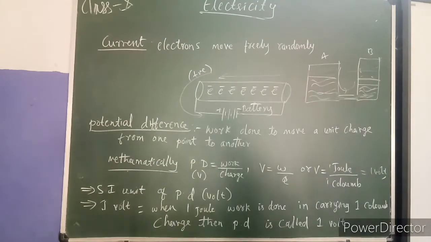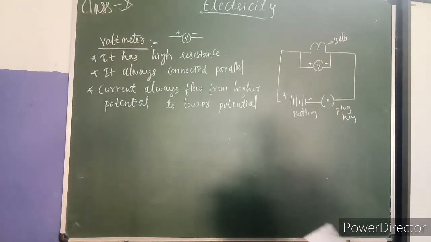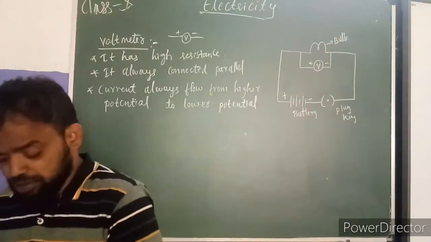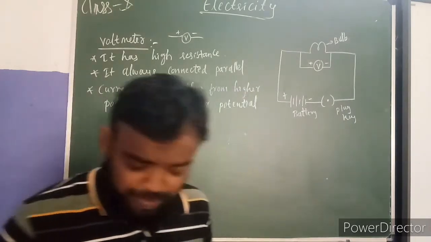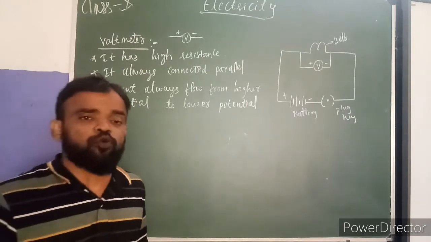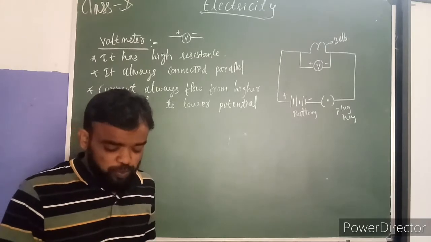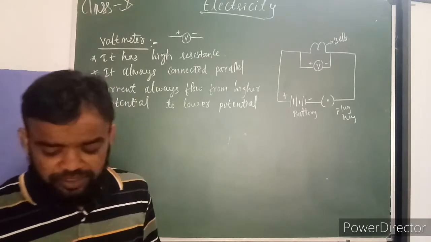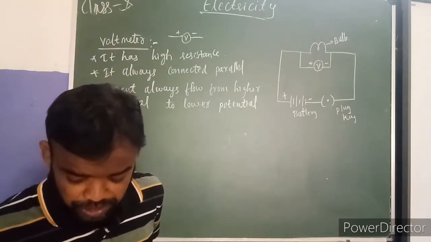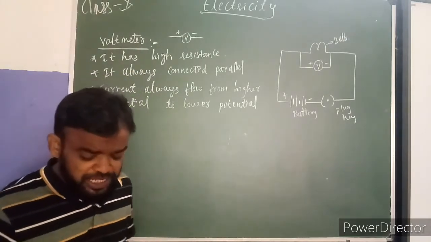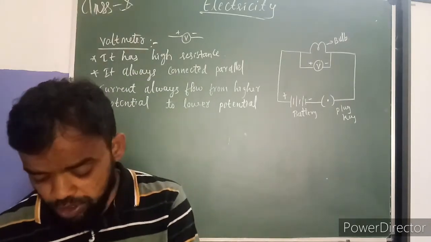Now listen. In potential difference, I have told two points. A cell or battery is the device to maintain the volt, that is V, the potential difference. A cell or battery is the device to maintain the flow of current. Potential difference is measured by a voltmeter.